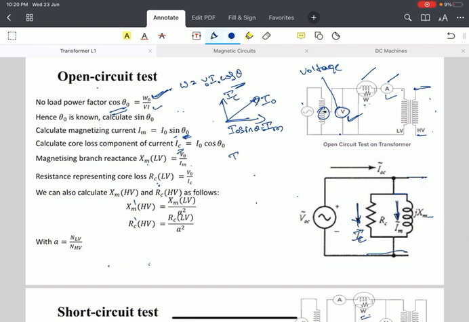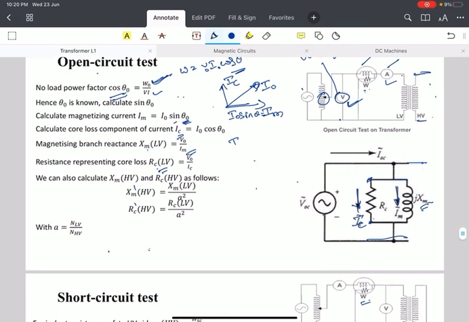Now we can find out the resistive component Rc. Rc is equal to V naught, which is the applied voltage across Rc, divided by the core loss component of the current, which gives Rc, the core loss component on the LV side of the transformer. And the magnetizing component can be found out because the same voltage V naught will be applied across the LV side of the transformer, and V naught divided by Im will be the magnetizing component.